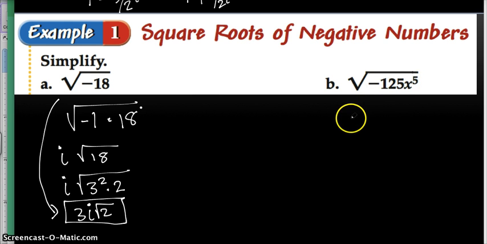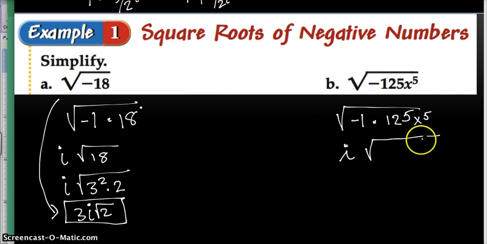Let's look at this one over here. Remember, the first thing we do is pop out the i. So I'm going to pop out the i by honoring the fact that there's a negative 1 in there, and I've got 125 x to the 5th power. I like to deal with the i first. When I pop it out, then I've got a regular problem that I'm used to.